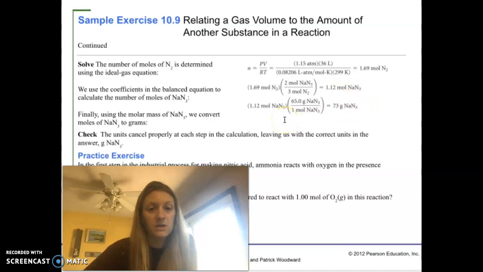Now I need to convert that into grams, so I'm going to take 22.99 plus 14.01 times 3 to get a total of 65.0 grams, and that's how much 1 mole of NaN3 weighs. So you take your 1.12 moles of NaN3, multiply it by the grams we just got, to get a total of 73 grams of NaN3.